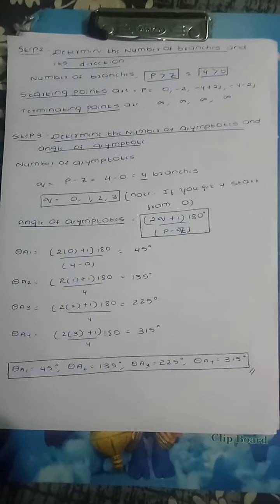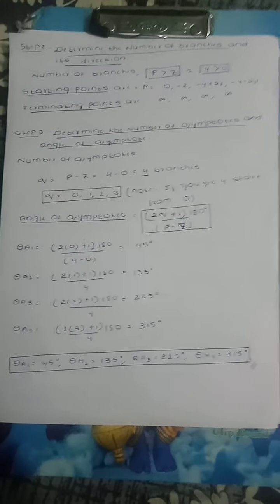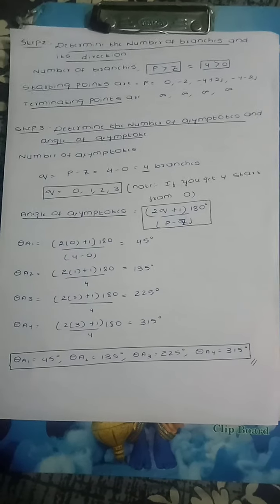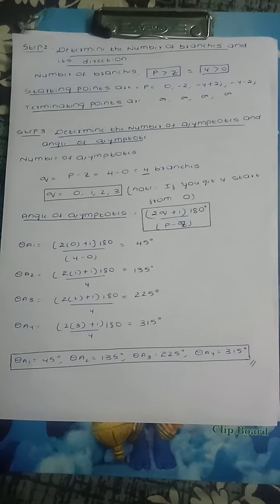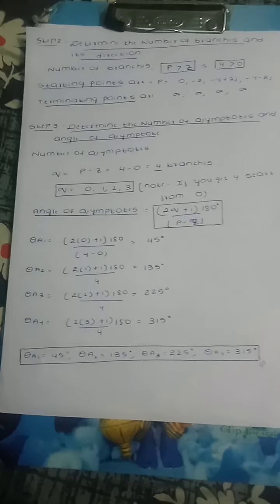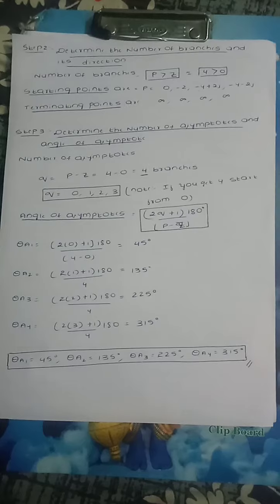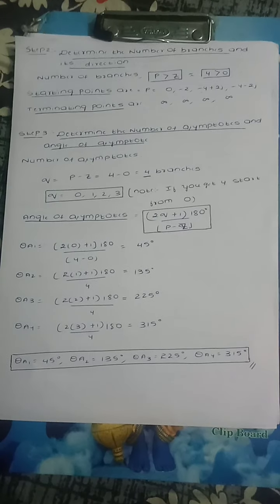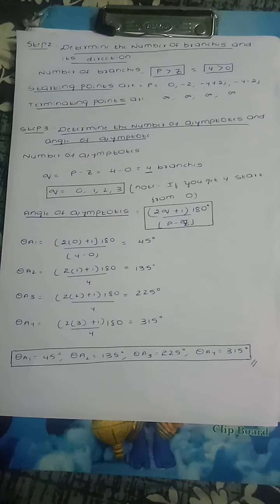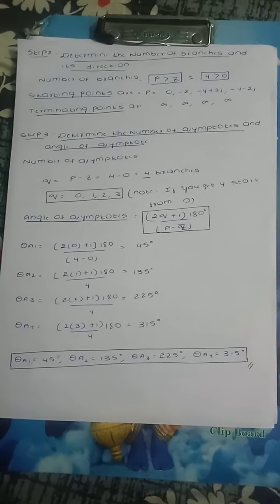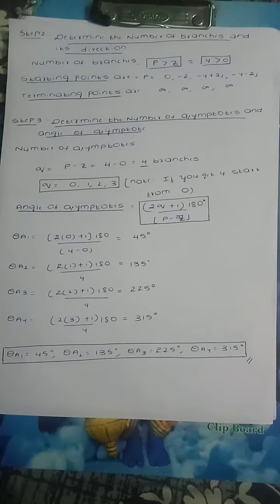Here you can see the number of branches is 4. Number of branches means the poles are greater than Z. So the starting points will be the poles and terminating points will be at infinity. Starting points I will take 0, minus 2, minus 4 plus 2j, minus 4 minus 2j, and terminating points are infinity, infinity, infinity and infinity. And determining the number of asymptotes and angle of asymptote. Asymptote, as I told, q is equal to P minus Z.